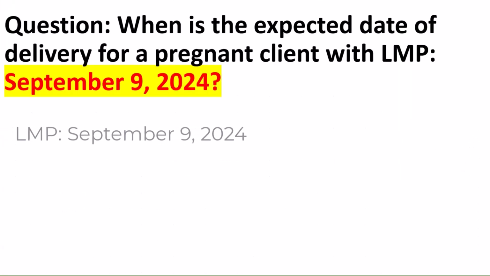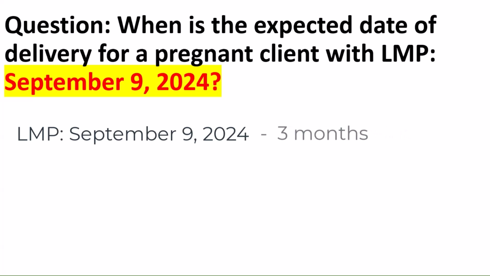So we are using the Nägele's rule, that's the first rule. The last menstrual period is September 9th, 2024. We said we're going to subtract 3 months from it, minus 3 months. So what does that bring us to? September minus 3 months, what is that? If we go back, August, then July, then we come to June. So minus 3 months would be June. And then plus 7 days.